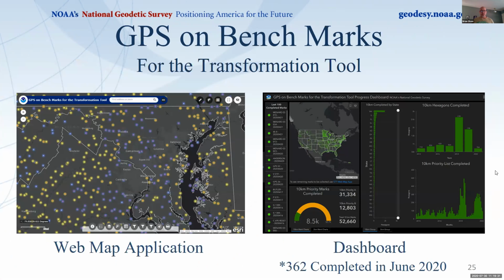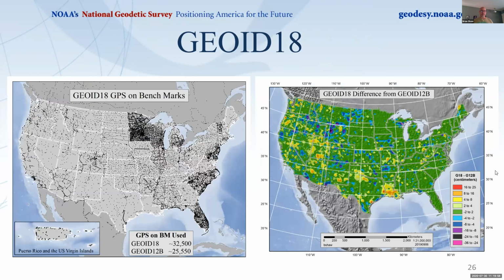One of the ways we're helping to track this data and understanding how things are changing is through our GPS on benchmarks effort. Currently, we're doing a GPS on benchmarks for the transformation tool that will help us to create the best transformation model moving from NAVD88 to the new geopotential datum. And we've got this web map on the left, and we've got a dashboard tracking the efforts on the right. These efforts also fed into the Geoid 18 that we just recently put out, which was the last hybrid geoid model that allows you to get NAVD88 heights with GPS.